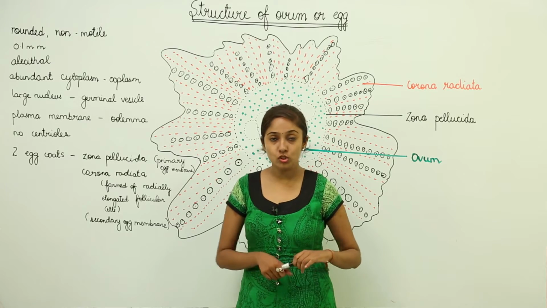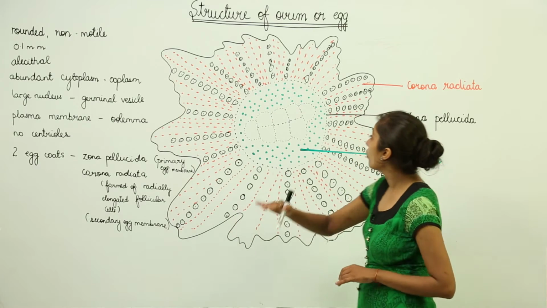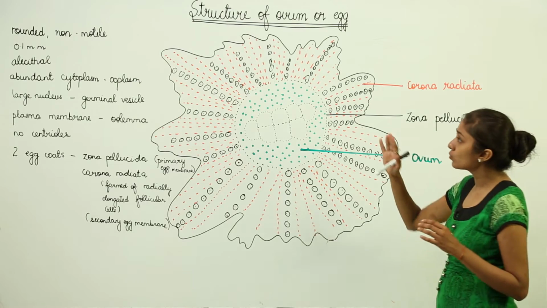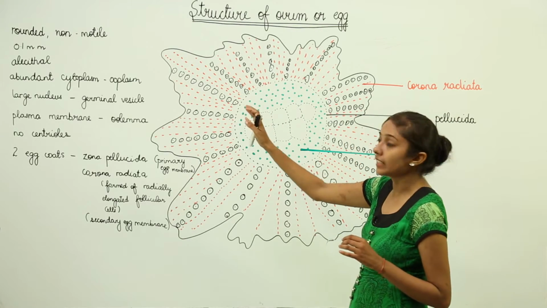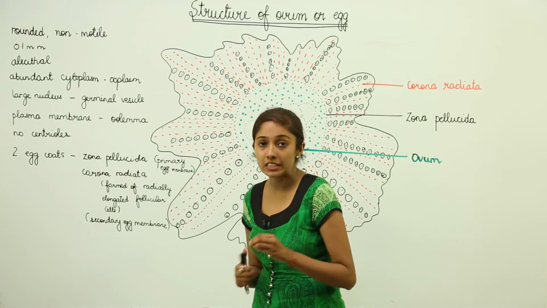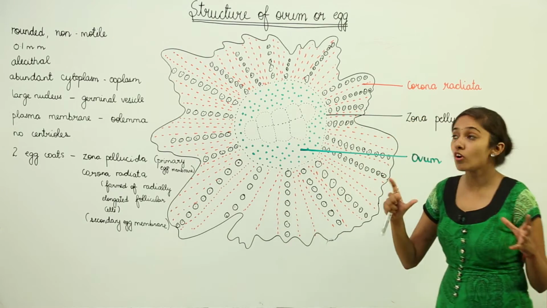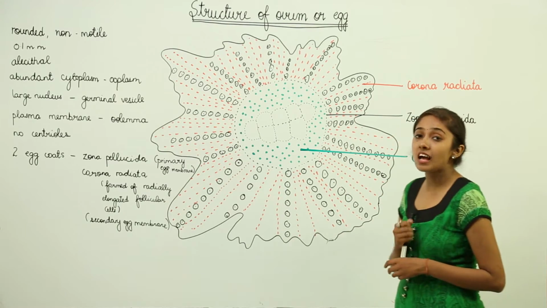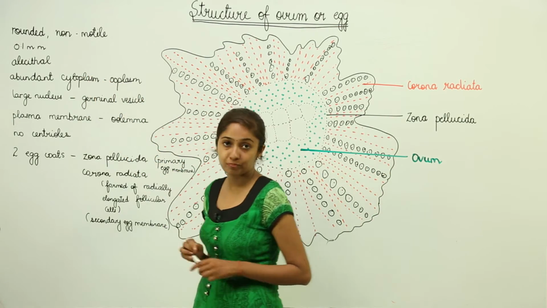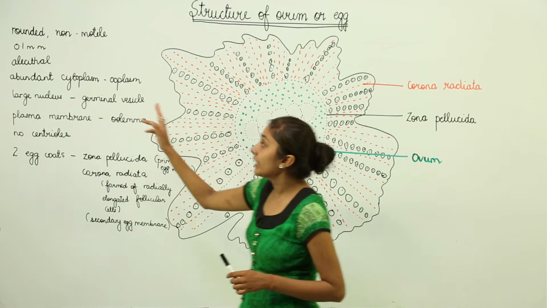Let's discuss the structure of human ovum or human egg. This is how I have drawn this for you. So it's basically rounded, non-motile. It does not move. The sperms have to reach the egg to fertilize it. So egg or the ovum is rounded or non-motile and it's larger than any other cells of the body. It's around 0.1 mm. And this human ovum or egg is alecithal.